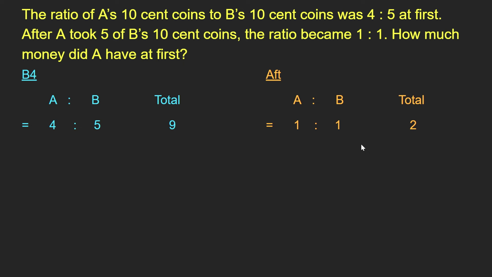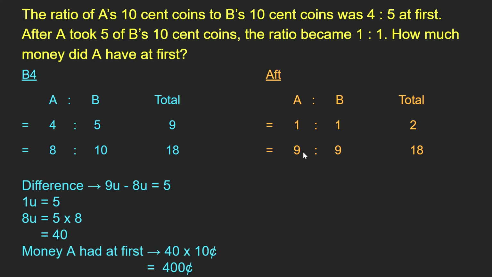We make the number under the total the same by finding their lowest common multiple, which is 18. And then we multiply the numbers needed to get 18, which is 2 here and 9 here. And then we'll get our 8:10 and 9:9. And same thing, we realize that the difference is the same for both. So 1 unit represents 5. And how many 10-cent coins did A have at first? 8 units of 10-cent coins. So it's 40. And 40 10-cent coins gives you 400 cents.